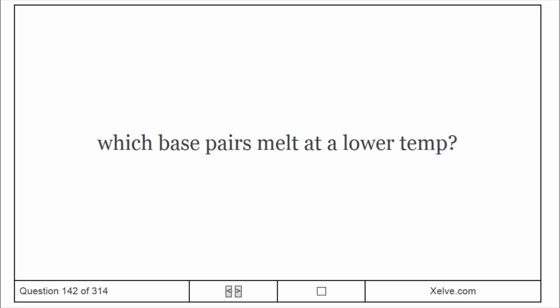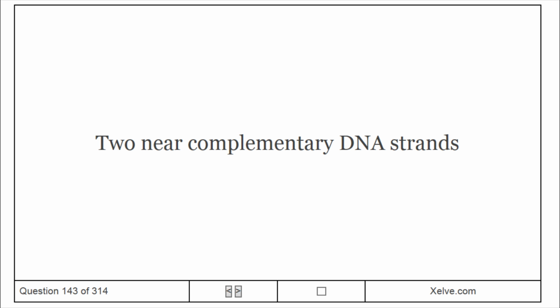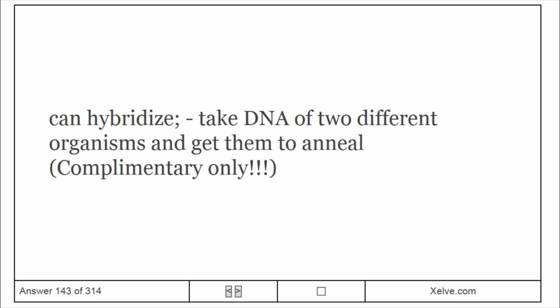Which base pairs melt at a lower temp? AT base pairs melt at a lower temp than GC. Two near complementary DNA strands can hybridize; take DNA of two different organisms and get them to anneal.